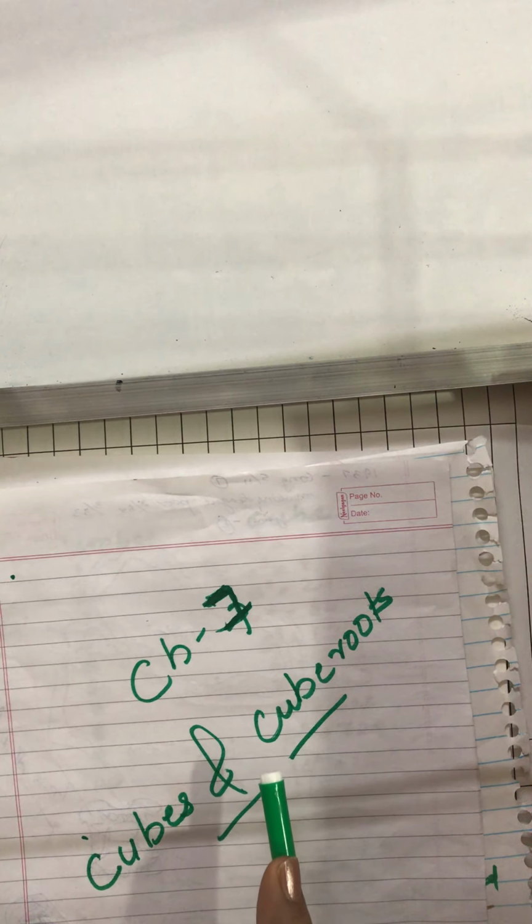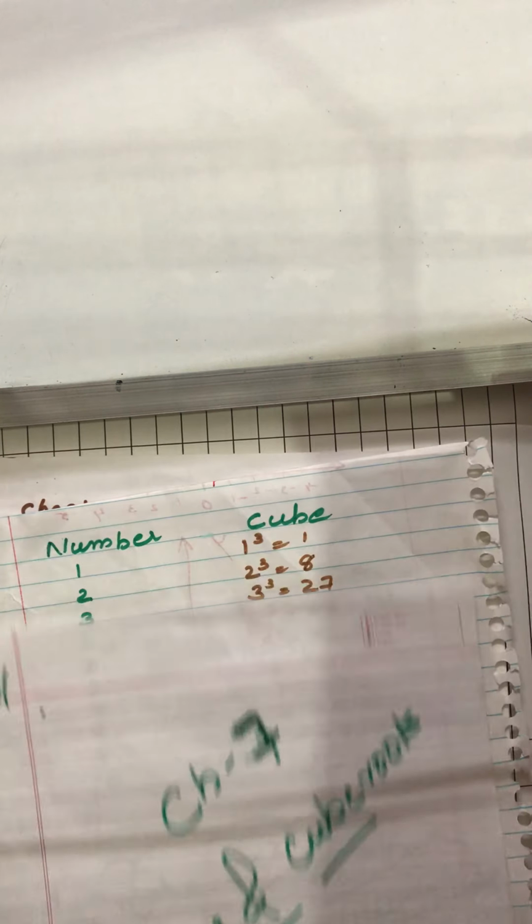3 times. That is, if a number is multiplied by itself 3 times, then we can say that it is a cube, or we say that the numbers are perfect cube numbers. Perfect cube numbers. Now I just go to the table.